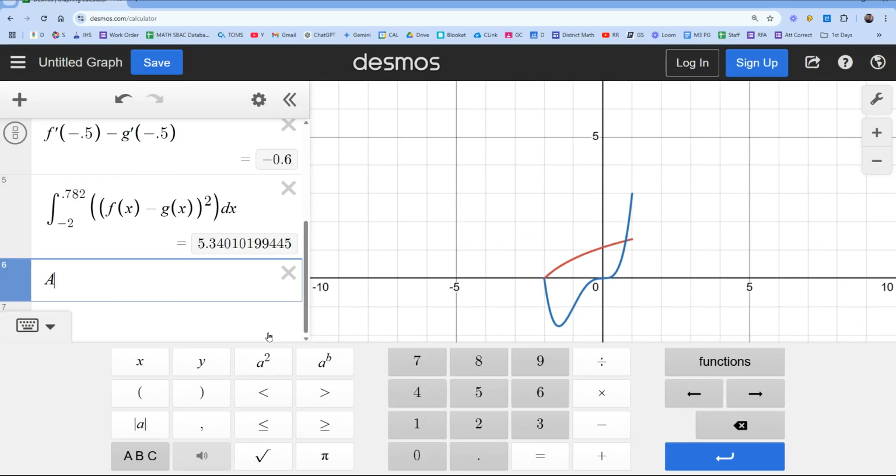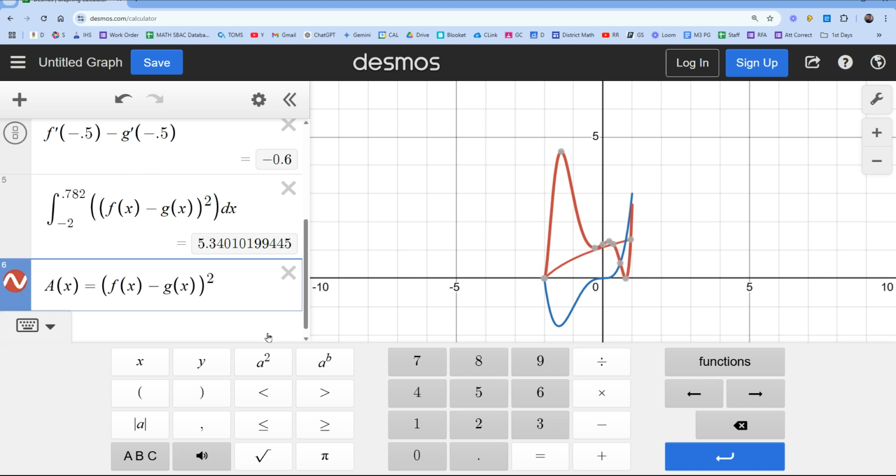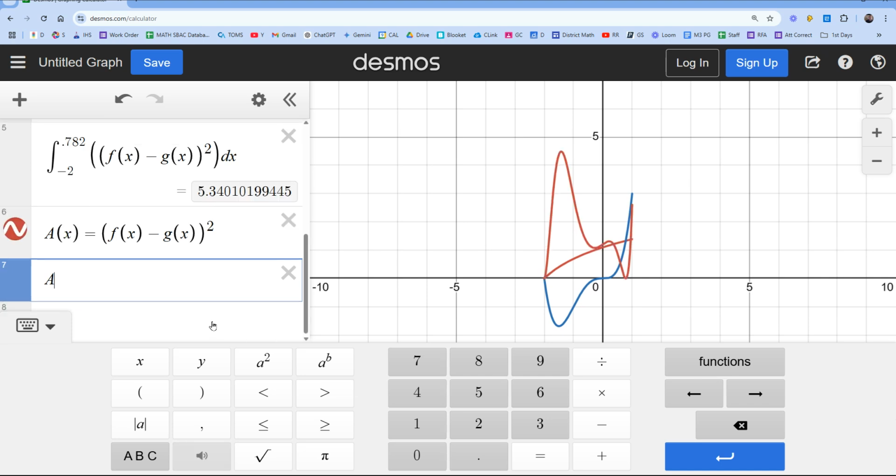So I'm going to write A of x is equal to this. That's the area. Then I'm going to take the derivative of that at negative 0.5 times 7. And I get negative 9.271, or you can round.